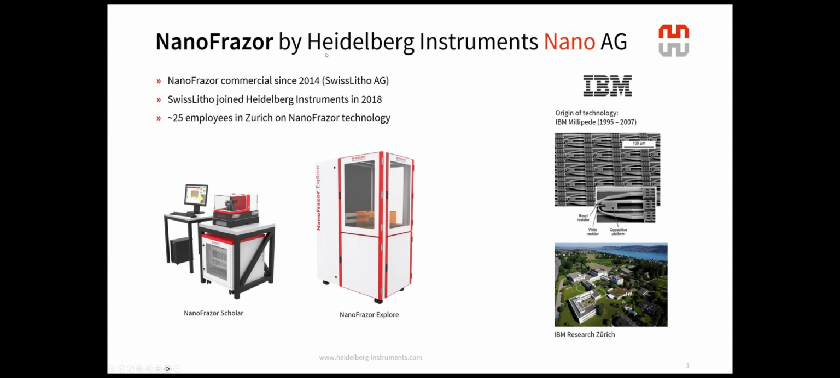Okay, so we're our branch in Zurich in Switzerland, and right now we're around 25 employees in Zurich that work and focus only on the nanofraser technology. Right now the main products that we sell are the nanofraser Scholar, which is a tabletop version, and the nanofraser Explorer. Actually, now also the nanofraser Explorer can be more tabletop, and both models can also be put inside glove box for special applications.